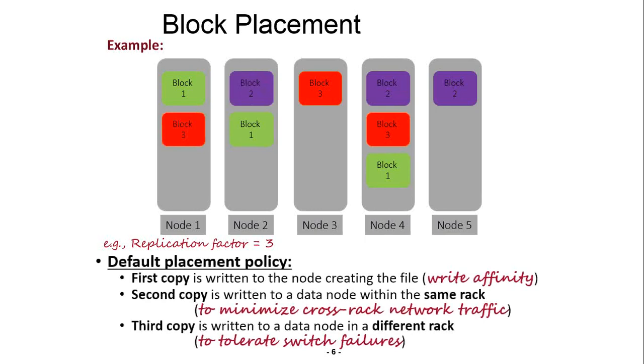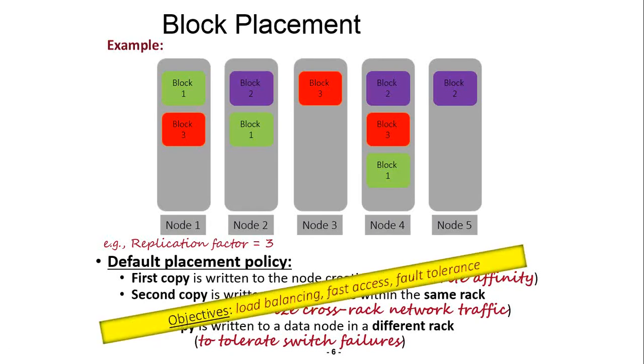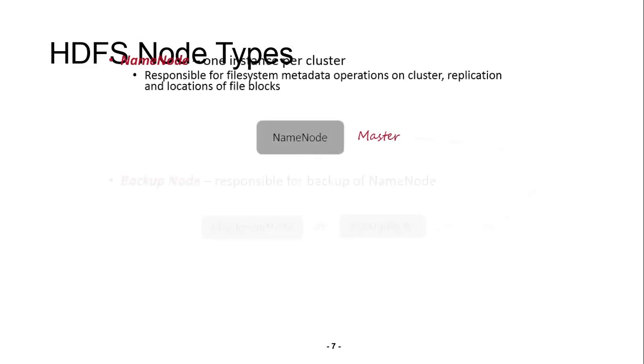So we have a write affinity. Once the first block is copied, it would copy into the second, and this second would in turn replicate into the third. The second copy is written into a data node in the same rack, very close to it, so that it can reduce the cross-rack network traffic. And the third copy is sent to a different rack just to tolerate switch failures. The entire objective of this block level replication is load balancing, faster access, and fault tolerance.